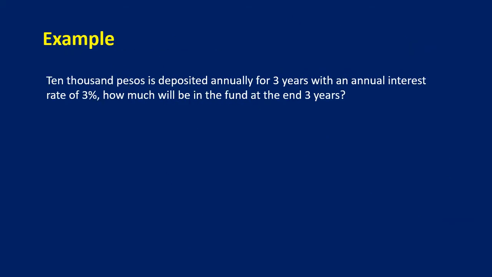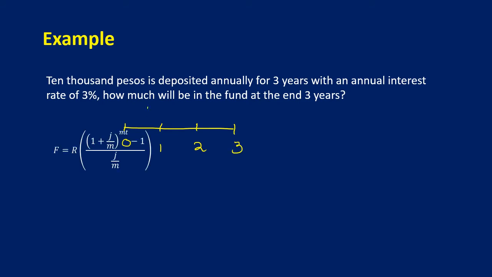Okay, so let's look at this example. 10,000 is deposited annually for 3 years with an annual interest rate of 3%. How much will be in the fund at the end of 3 years? I want to illustrate what is happening here. Before using any formula, I want you to understand, okay? When we say we want to get the future value, we want to get the value of your investment at this point, at the end of 3 years.